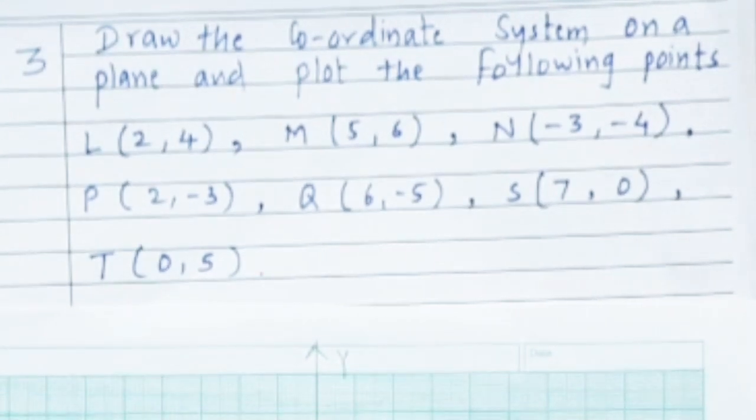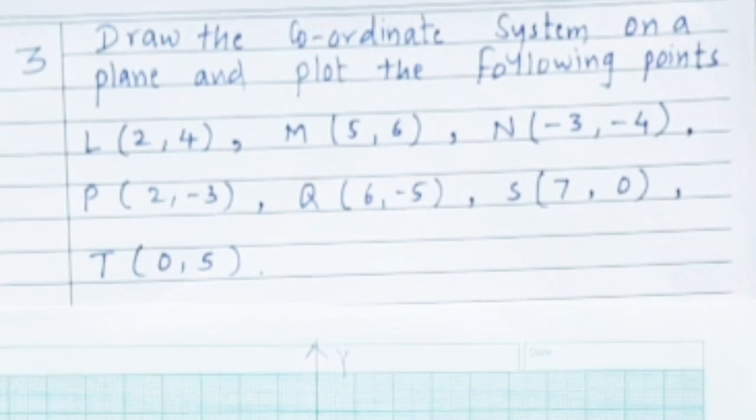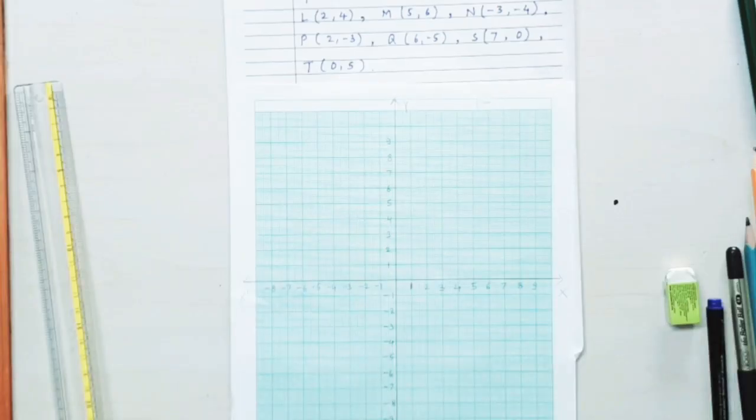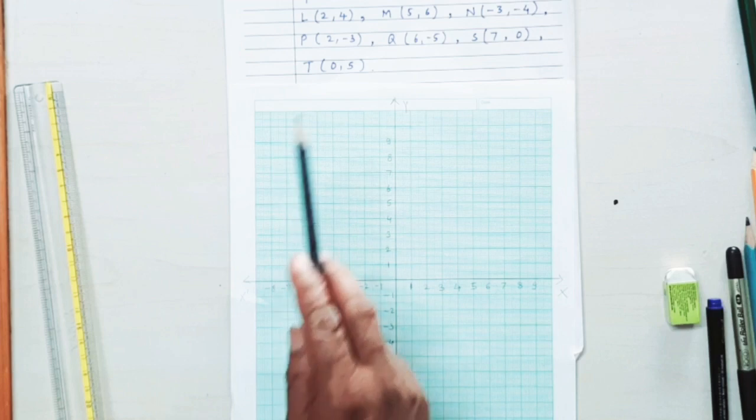Third example. Draw the coordinate system on a plane, that is x-axis and y-axis, and plot the following points on the plane x and y, that is the Cartesian frame. So we have to plot the points. This is the horizontal line x-axis and the vertical line y-axis. So here we have to plot the following points.